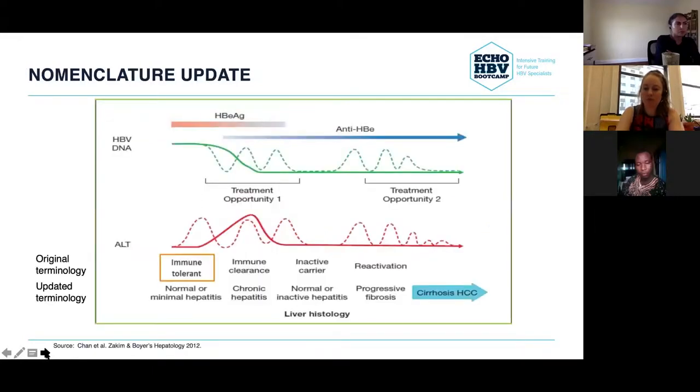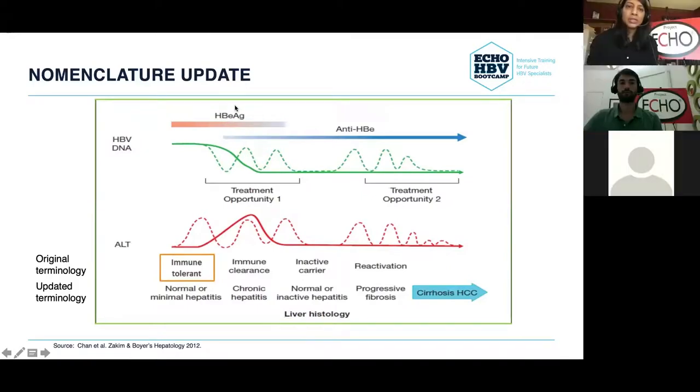So this is the updated nomenclature that we use. You have the original or older terminology on top, and as it relates to the same phases which we see with respect to the serology results. So again, in this early phase of infection, in the first several years, decade, patients are usually E antigen positive, have a higher Hep B DNA level, a lower ALT level. So we used to call this the immune tolerant phase, which wasn't very descriptive. And now we call it, in the updated terminology, a normal or minimal hepatitis phase.